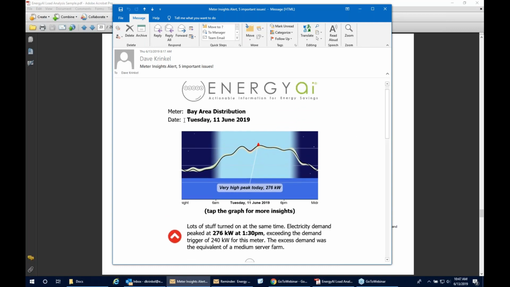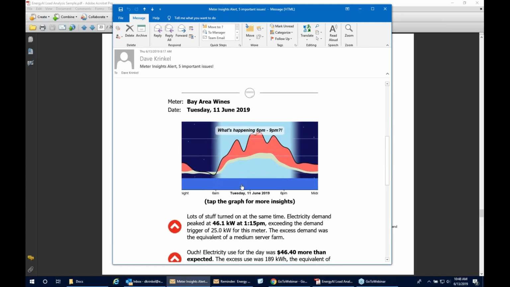So they did set, and this is for Tuesday, they did set a fairly high peak. You can set thresholds, say, send me an alert if my demand is over 240 kW, the peak for the day. And in this case, it hit 276, so they got this alert. The second facility, wow, they really went high. They have an alert that's showing, and again, maybe just additional air conditioning.